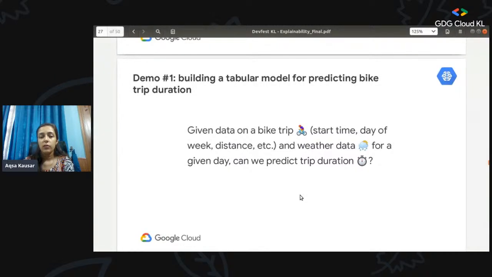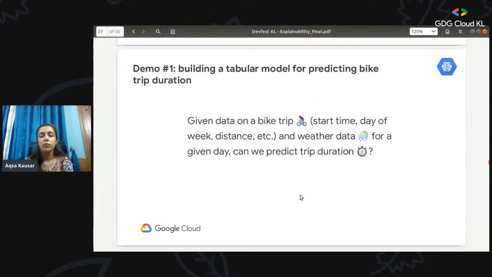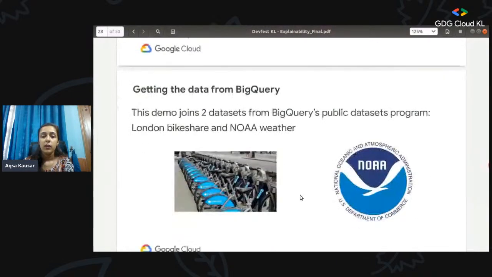Let's go through a small demo of how it looks. So if we're building a tabular model for predicting bike trip duration, given data on a bike trip, you have features like start time, day of the week, distance, hour of the day, maximum temperature, how windy it is, how sunny it is, etc. And we want to predict the bike ride duration, right?